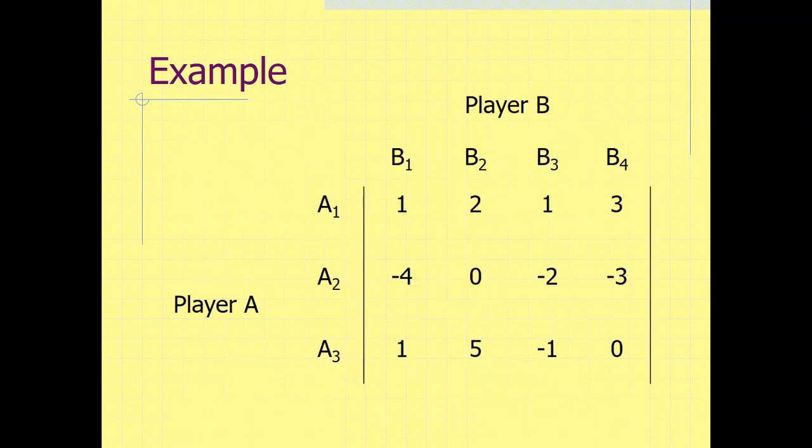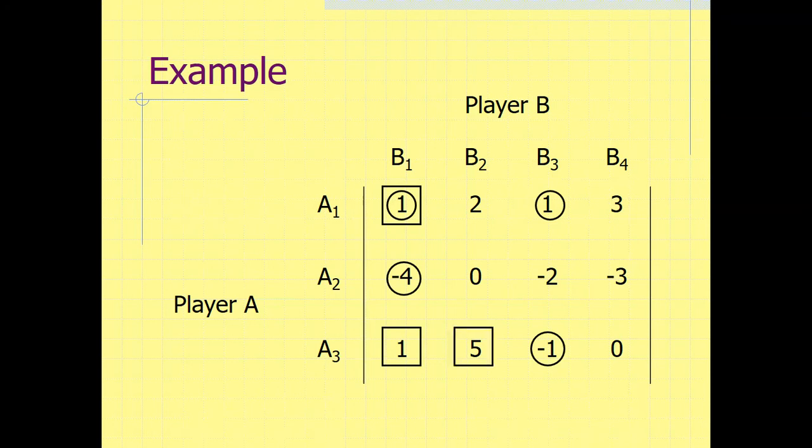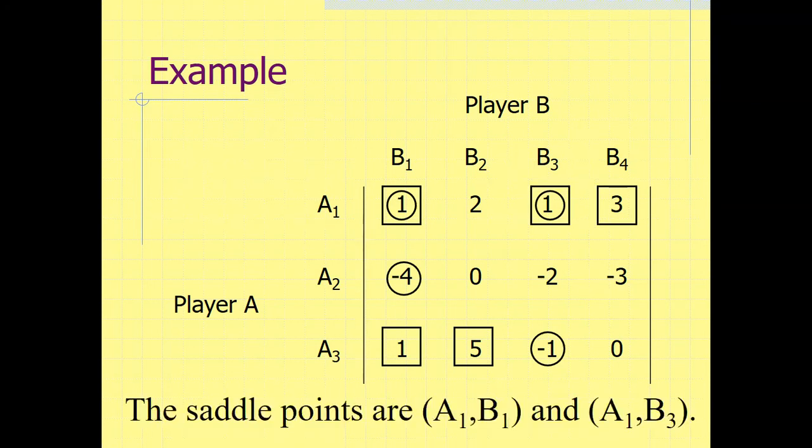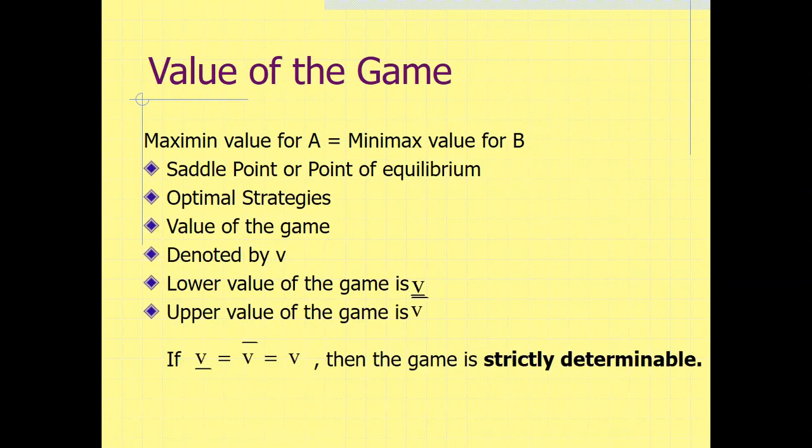Another example, let's put the row minimum in a circle, row minimum, third row. Put a small square on each maximum of the columns, and let us see the intersection of both circle and the square. There are two saddle points, A1, B1 and A1, B3.